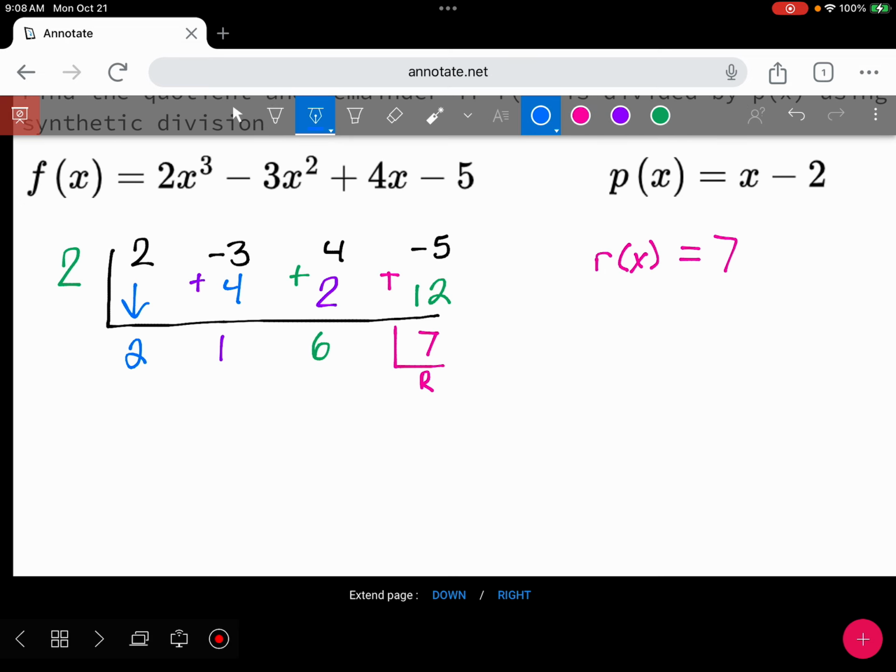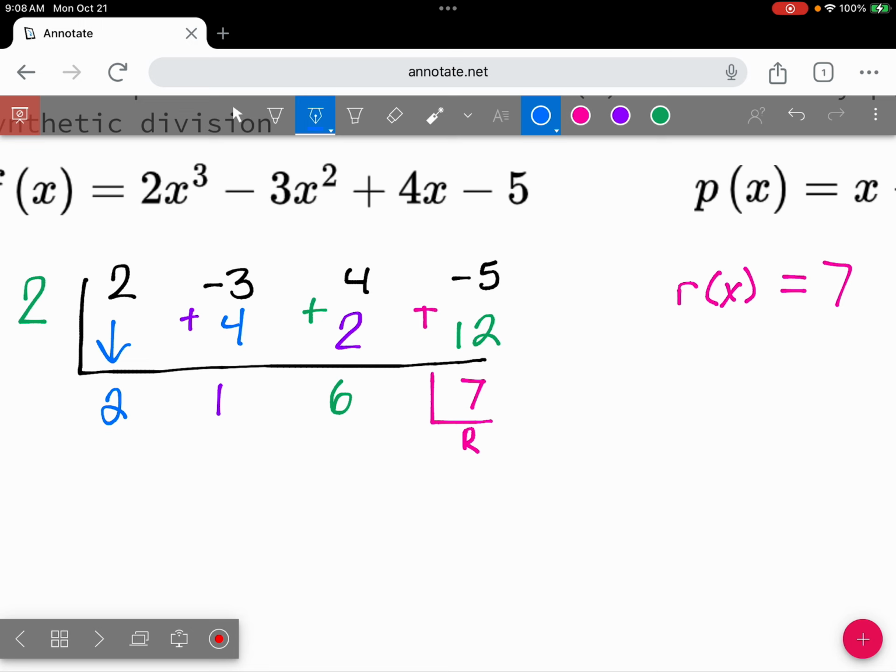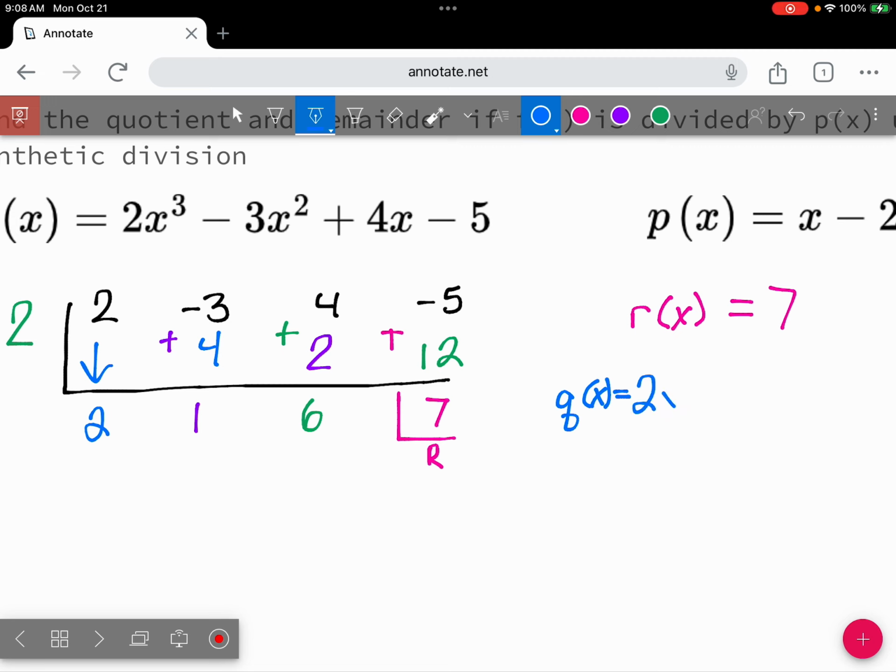Our q of x, our quotient, the guy that would be on top if we did this long division style, is going to be what? 2x squared. It's always going down by 1 degree. Plus 1x plus 6. These are our coefficients for q of x. It always goes down 1 degree. That's why we can only do our synthetic division with our linear factors.